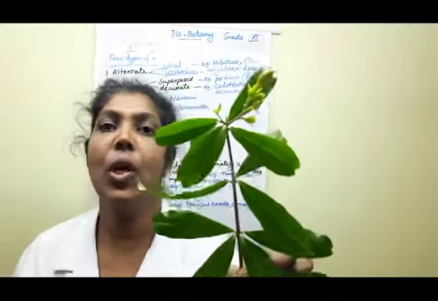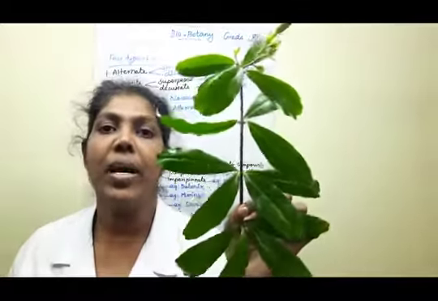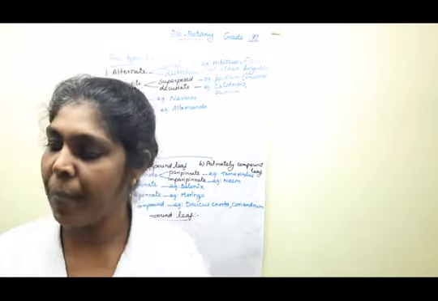That is a good example of the species. This is one of the ornamental plants, known as Alamanda. Clear? So this is the final type of phyllotaxy. This phyllotaxy is a very important topic, children.